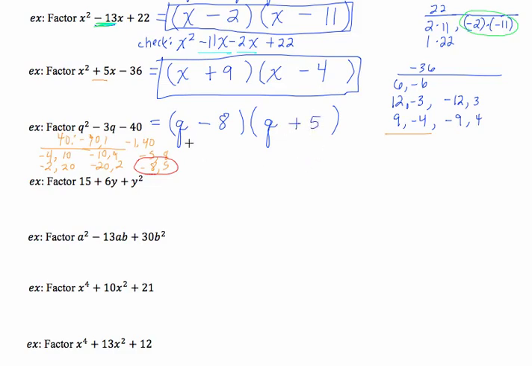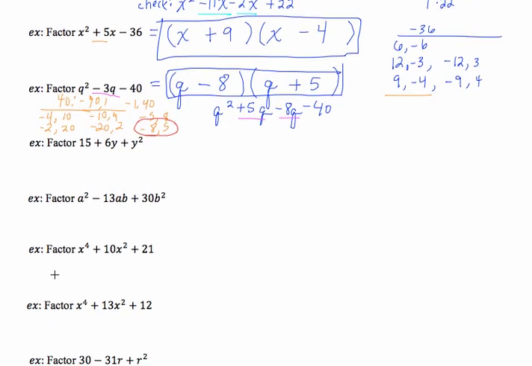I recommend just always checking here, okay? So when we FOIL, q times q is q squared. The outside terms are q and +5, or +5q. The inside terms are -8 and q. And the last two terms, -8 times +5, is -40. And 5q minus 8q does equal -3q. So that does work for the factoring there. All right.